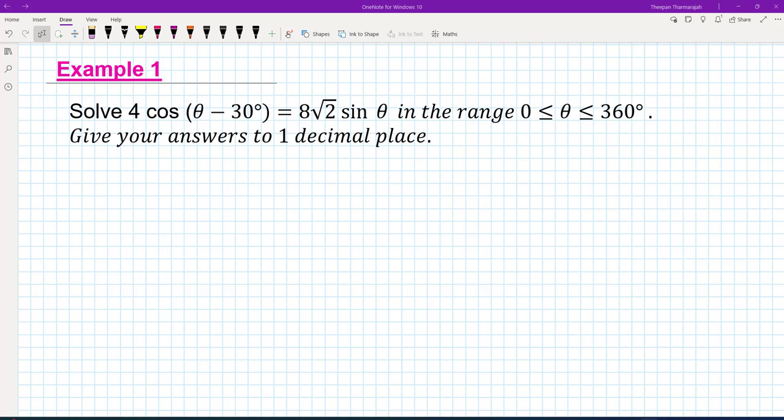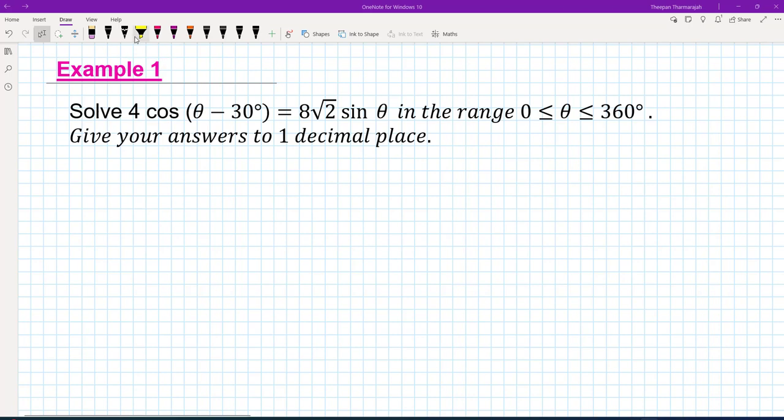In this video, we're going to look at some more questions involving trigonometric equations, which may involve the addition formula or sometimes the double angle formula. So let's take this question here. It says to solve for 4 cos(theta minus 30 degrees) equals 8 root 2 sine theta in the range where theta is greater than or equal to 0 but less than or equal to 360 degrees. And each answer should be rounded correct to one decimal place.